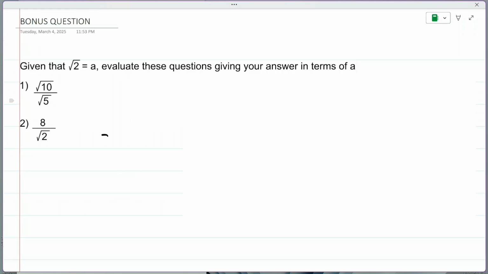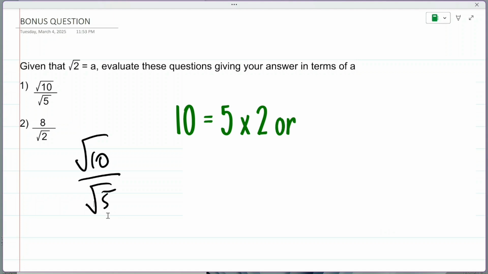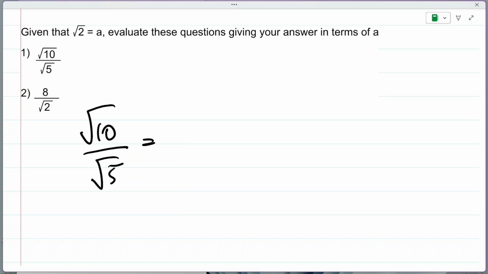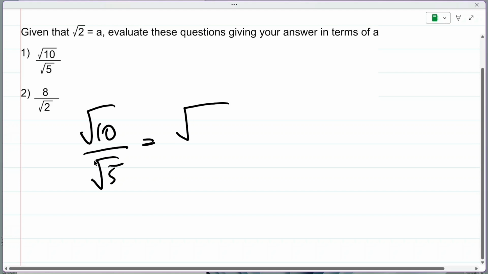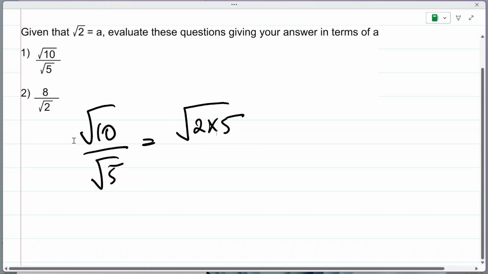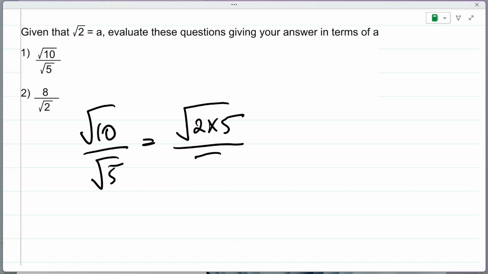Third technique, we have root 10 over root 5. We know in 10 you can find 5 times 2. Now you should try as much as possible to make sure, like in this case, since 10 has 5 as a factor, make sure this 10 reflects 5. That's the essence of having a question like this. So root 10 is the same thing as root of 2 times 5, because 2 times 5 is 10. Now the denominator is root 5.